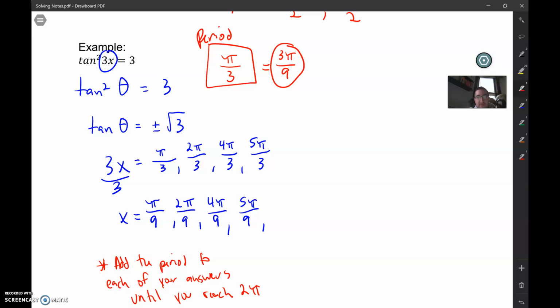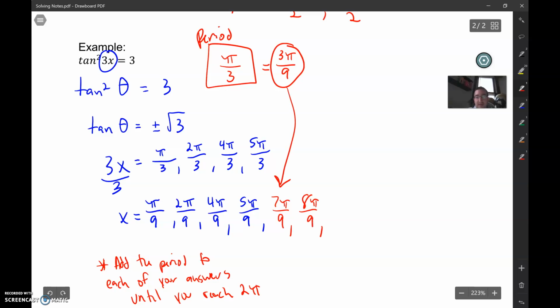2 pi over 9 plus 3 pi over 9 is 5 pi over 9. I already have one of those. But when I do 4 pi over 9 plus 3 pi over 9, that makes 7 pi over 9. Don't have one of those. 3 pi over 9 plus 5 pi over 9, that's going to be 8 pi over 9. And then I keep going. Now I add it to this, which makes 10 pi over 9. Now I add it to this, which makes 11 pi over 9.